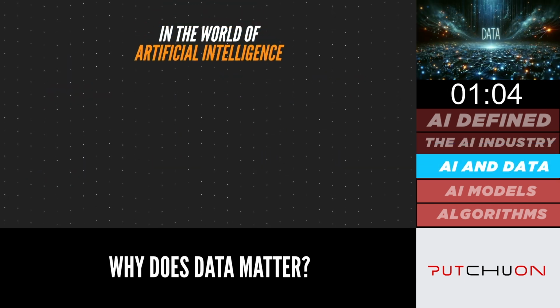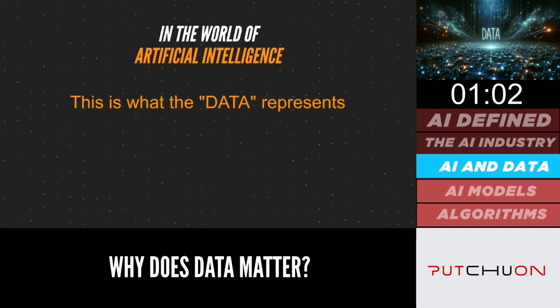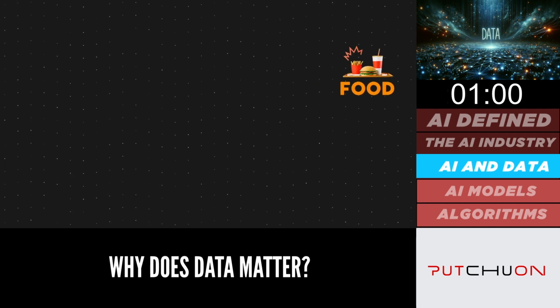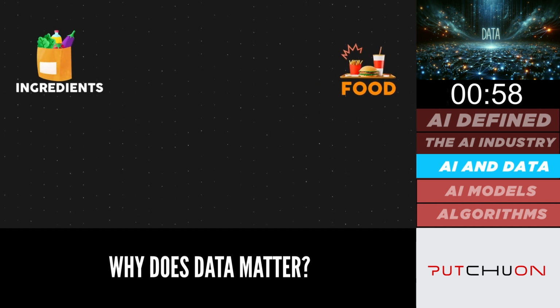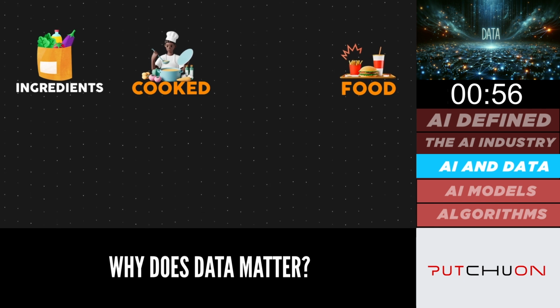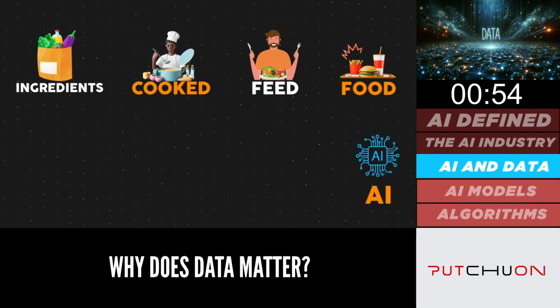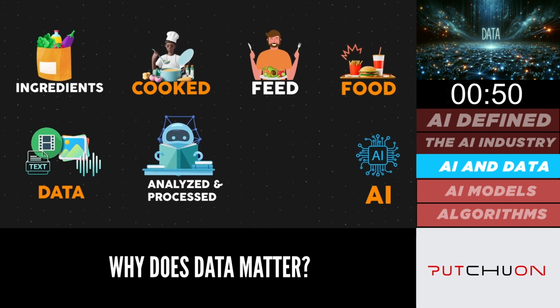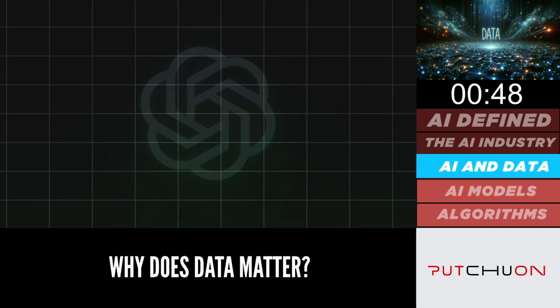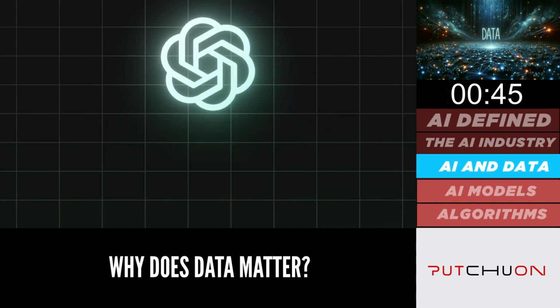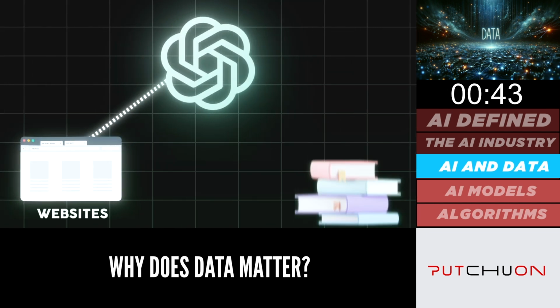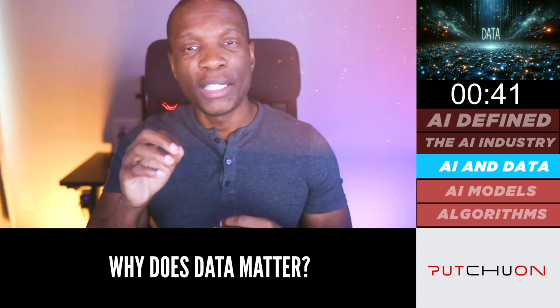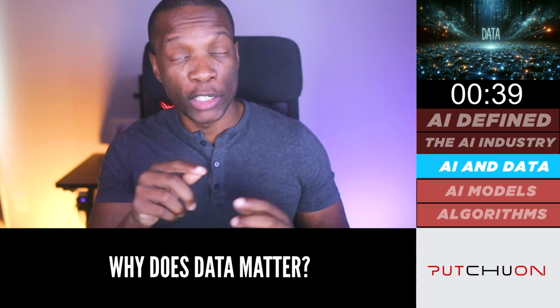Well, in the world of artificial intelligence, this is what data represents: the ingredients. So just like all food is nothing more than a combination of ingredients that's cooked and prepared in different ways to feed a person, AI is nothing more than a combination of data that is analyzed and processed in different ways to train an AI. So for tools like ChatGPT, its data comes from lots of different texts like websites, books, or even movie scripts. But there is some speculation that this isn't always true for OpenAI.